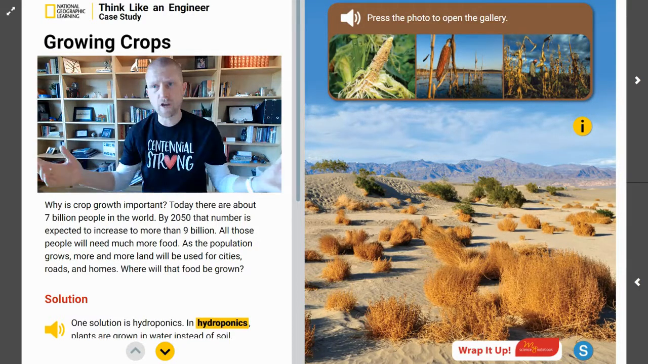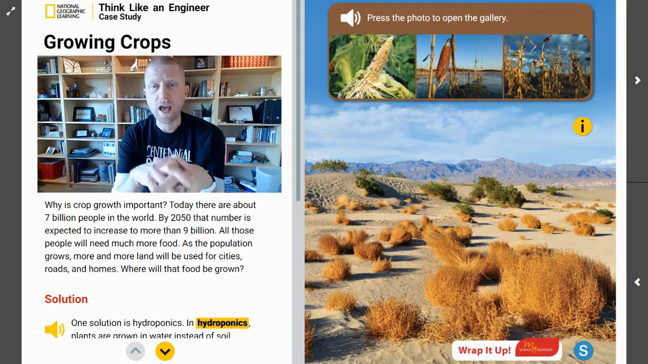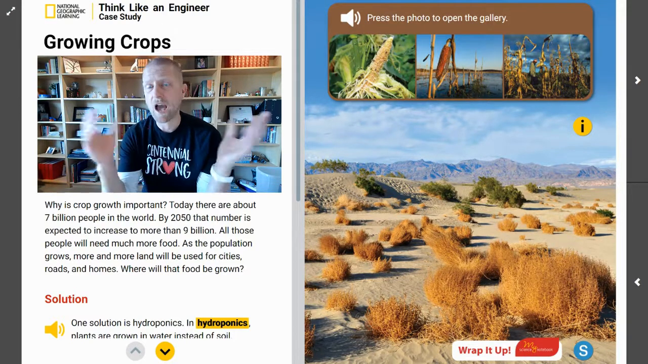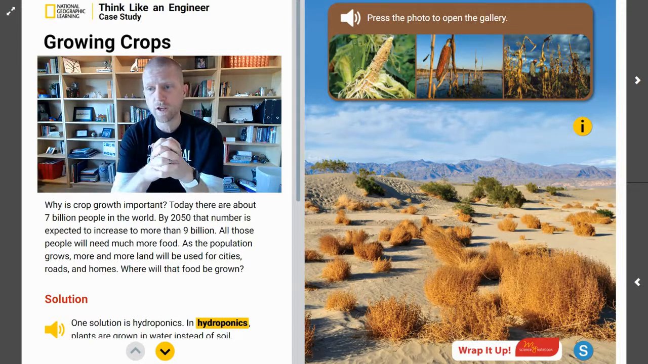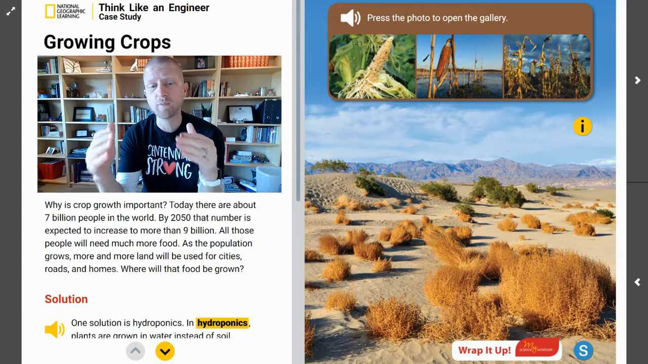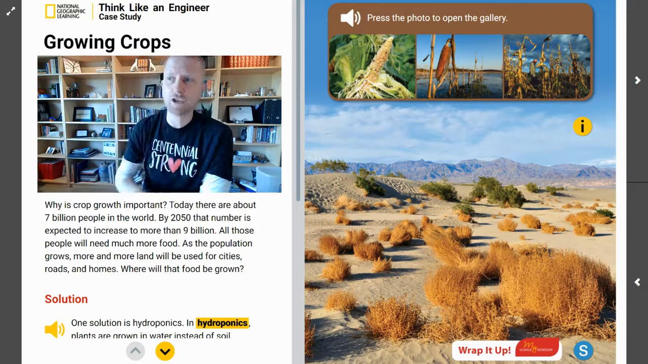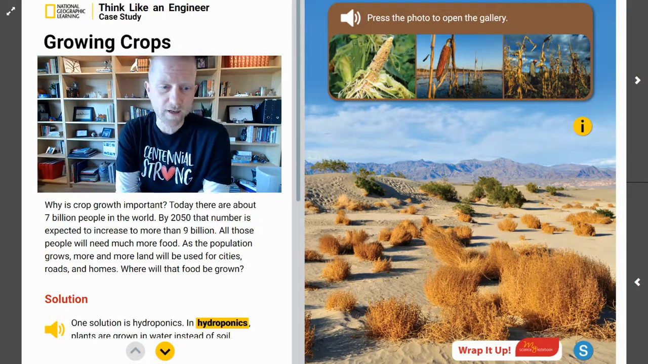So our big driving question today is how can people grow crops where there is not enough land with good soil? And how can people grow enough food to feed all of the people of the future? So knowing those are our questions, let's get into it.